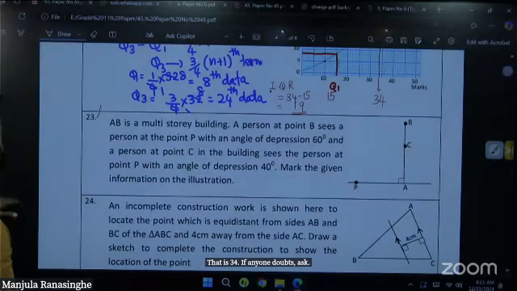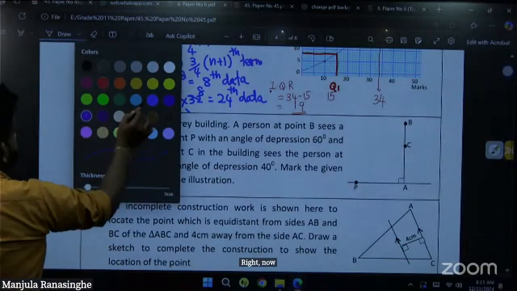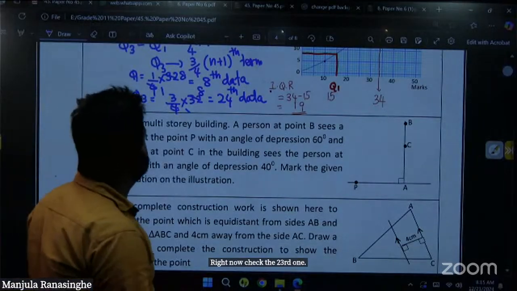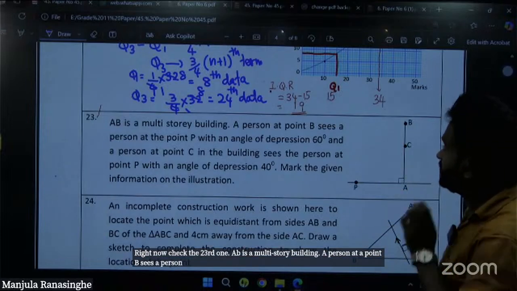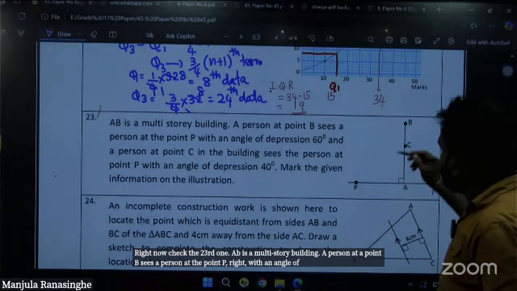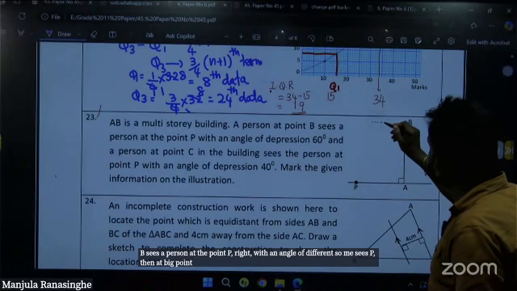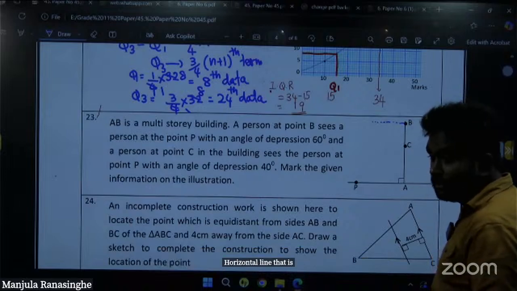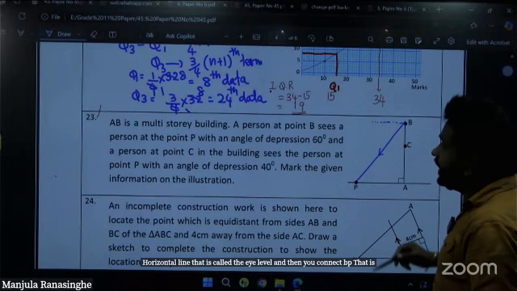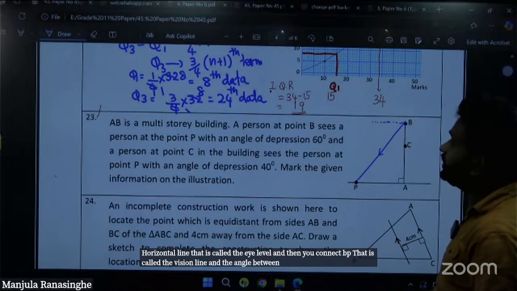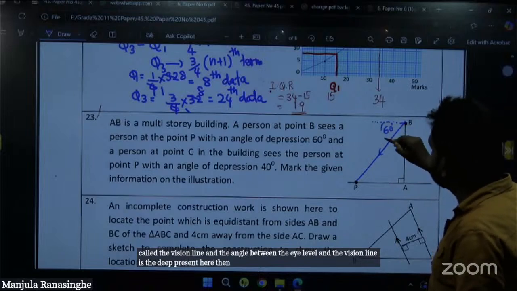Okay, now the 23rd. Right, now check the 23rd one. AB is a multi-story building. A person at point B sees a person at point P with an angle of depression. So B sees P, then at point B you make a horizontal line that is called the eye level, and then you connect BP, that is called the vision line, and the angle between the eye level and the vision line is the depression here. Then this is 60 degrees.